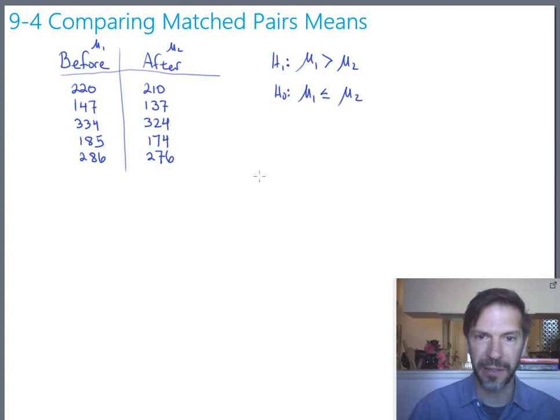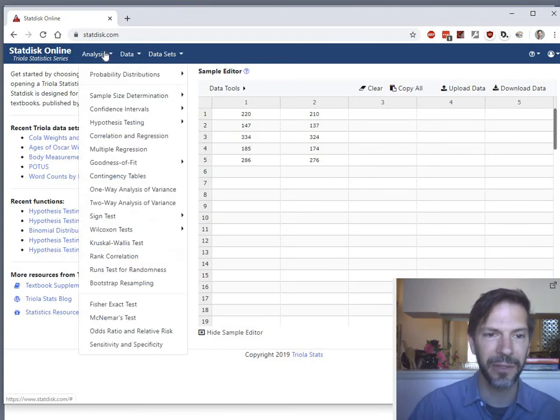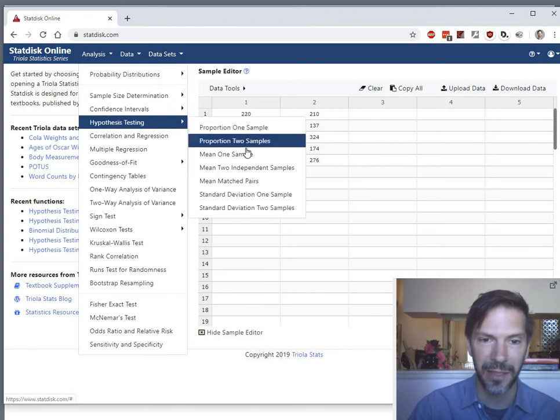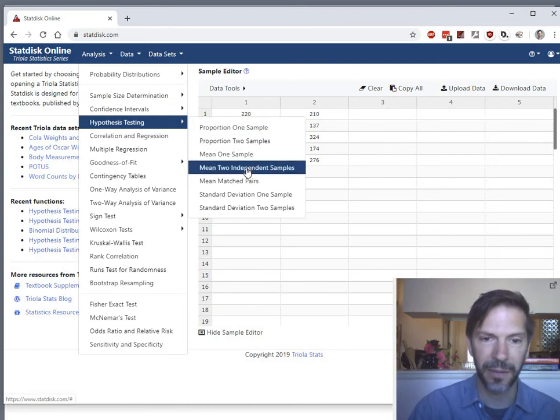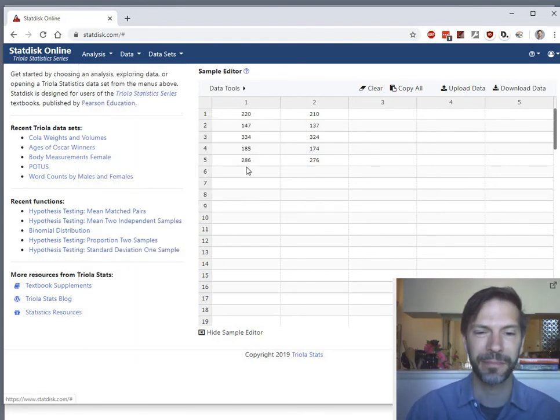So let's go ahead and get StatDisk fired up. There's StatDisk. I happen to have the numbers typed in already. And we want to go to, or we think we want to go to, hypothesis testing with means with two independent samples. So let's just use the method from last section. And we'll see why that's not actually the best choice. But let's go with it for the minute.